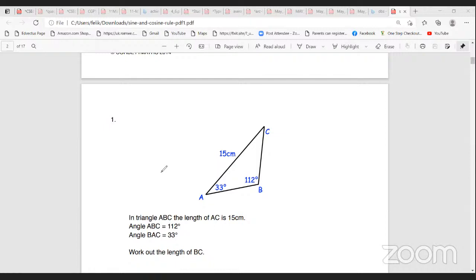So what are we using? Two angles. Oh, sine, miss. Two angles and any side. So we're using sine rule. All right.